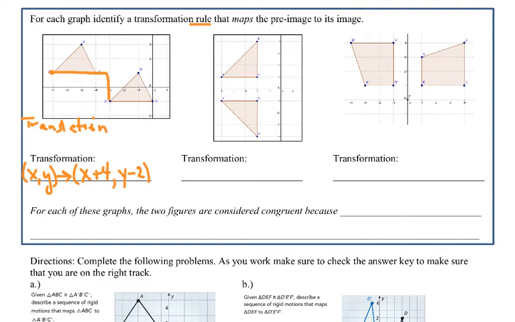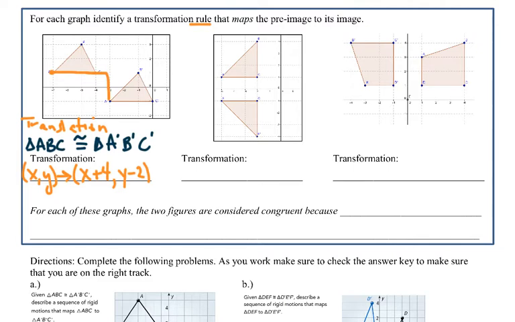And you can see that triangle ABC is the same size and shape as triangle A prime, B prime, C prime. So I'm going to add in here that triangle ABC is congruent to triangle A prime, B prime, C prime.